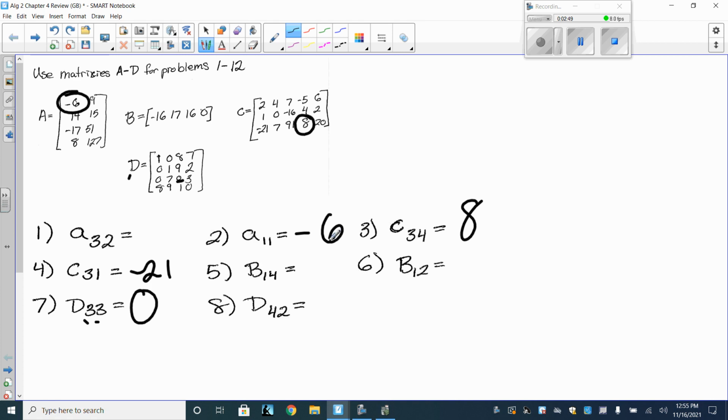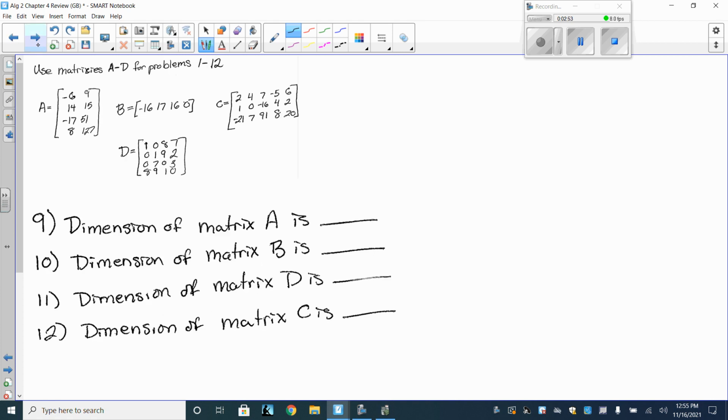Okay. If there are no questions on 1 through 8, let's look at 9 through 12. We can go on and do all of these here. So the dimensions of matrix A is what? 4 by 2. Because we're going to go down and then over.